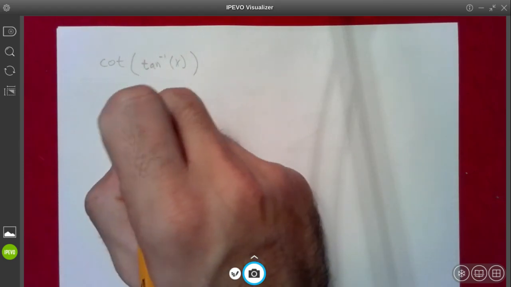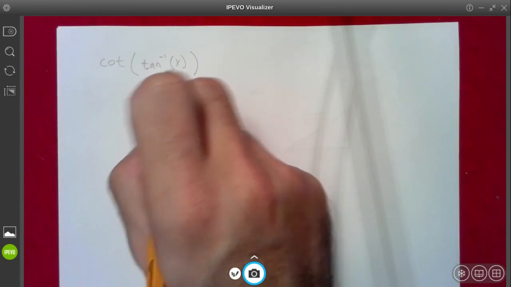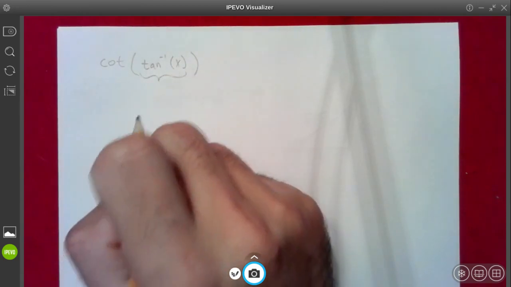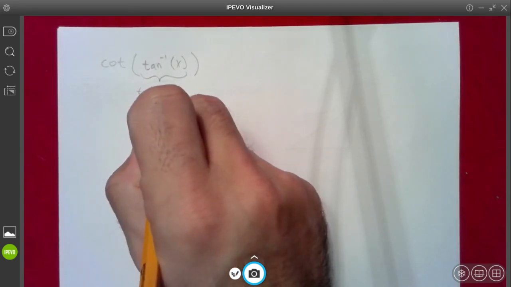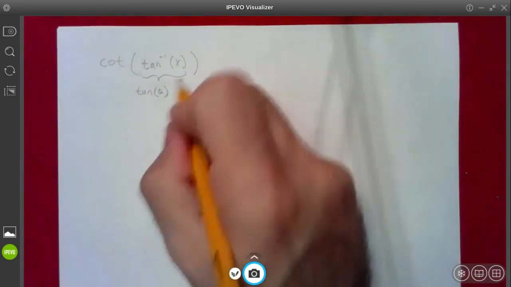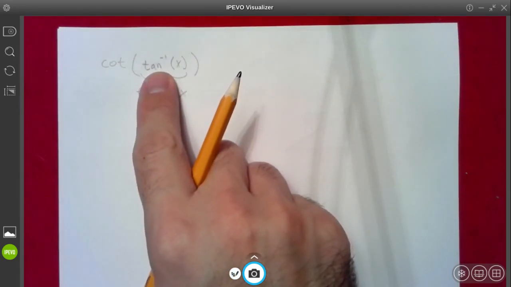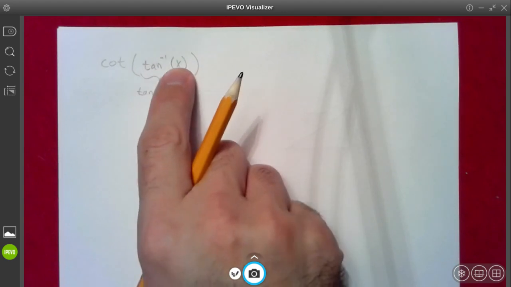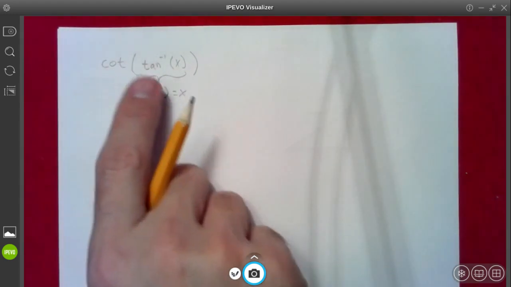All right, so remember the setup for this is we need to think of this part right here as an angle. So tangent of what angle will equal x? All right, that's what this statement right here means. The tangent of some angle equals this right here. And then eventually we're going to do the cotangent of that angle.